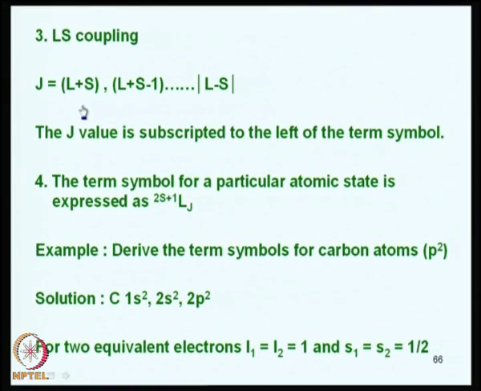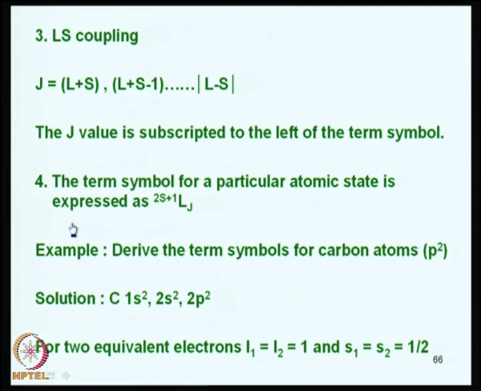Now let us take a look at LS coupling, the third one, that is J, which should have values varying from L plus S, L plus S minus 1, up to L minus S. This J value, when we write in the spectrum, we write it to the right of the term symbol. So, the term symbol for a particular atomic state is expressed as 2S plus 1, then capital L, and then the J value.